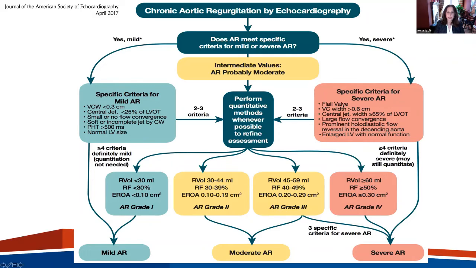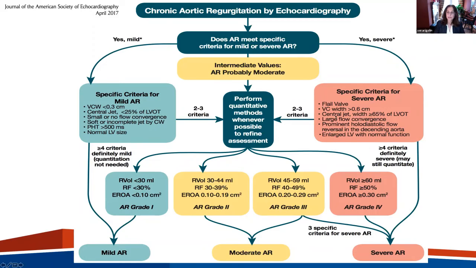We want to look at the anatomy. Does the valve look abnormal, suggesting that severe regurgitation is reasonable? Is the vena contracta more than 0.6? For central jets, is the width of the jet divided by the LVOT more than or equal to 65%? Is there a large flow convergence? Is there a holodiastolic flow reversal in the aorta? And is the LV enlarged? If all of those are present and you're very confident, you can say, yes, this is severe.